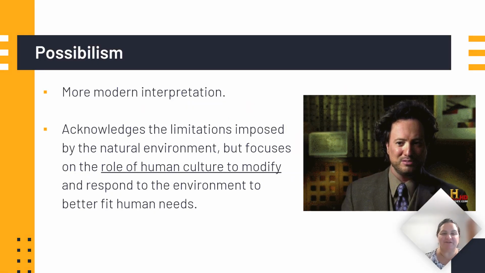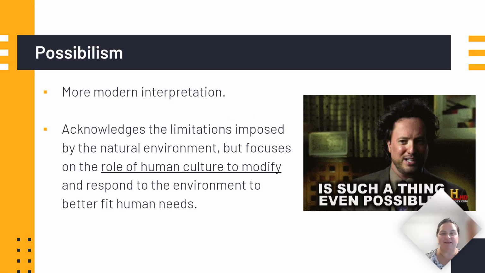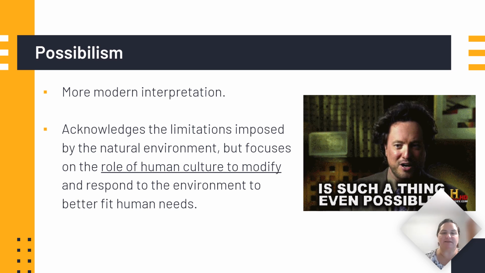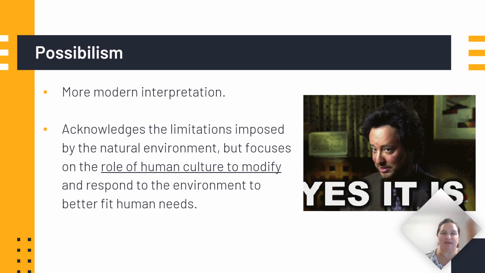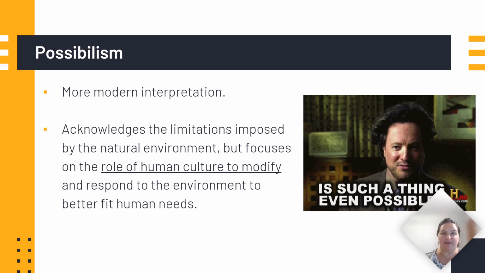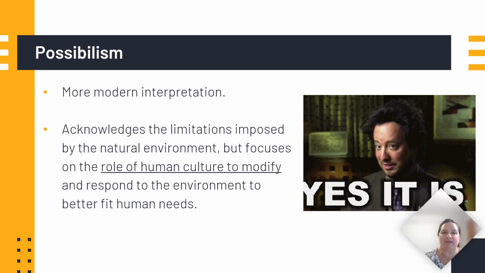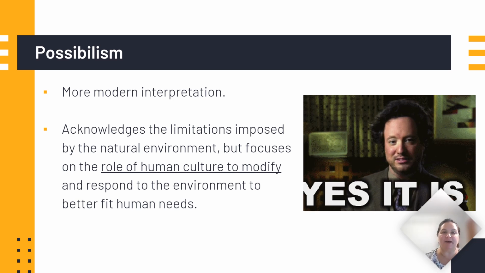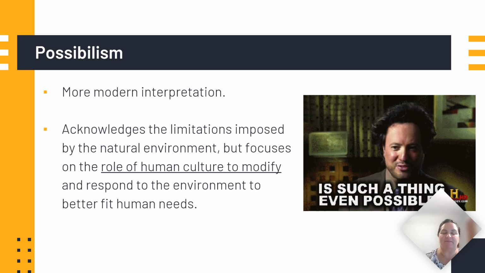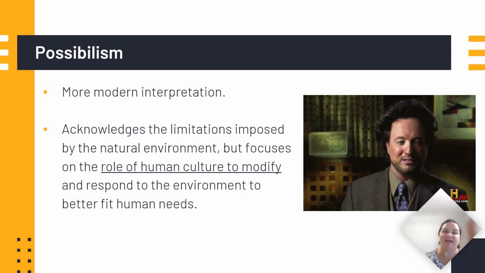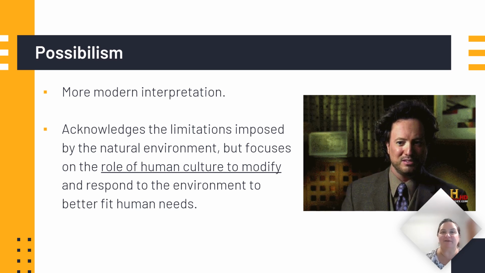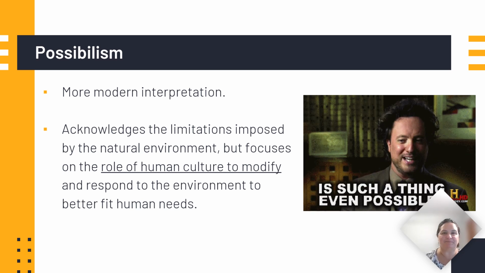Possibilism is a more modern interpretation of human-environment interaction. In possibilism, geographers acknowledge, yes, there are some limits that are placed due to the natural environment. And of course, your climate and your natural resources are going to impact a given society to a certain degree. But it does not fully limit them because humans are innovative and they can do things to modify the environment around them. So here are some great examples of possibilism.